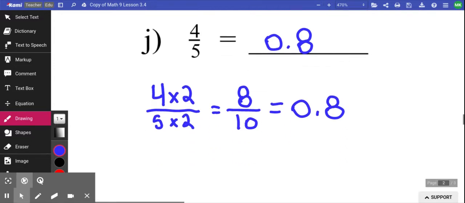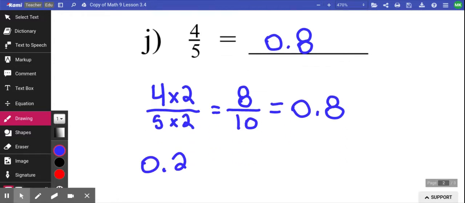Like for instance, if you had 0.2, that's the same thing as 0.20 or 0.200000, and you can add zeros forever if you need to. And sometimes you need to do that for adding purposes, right? Yeah.